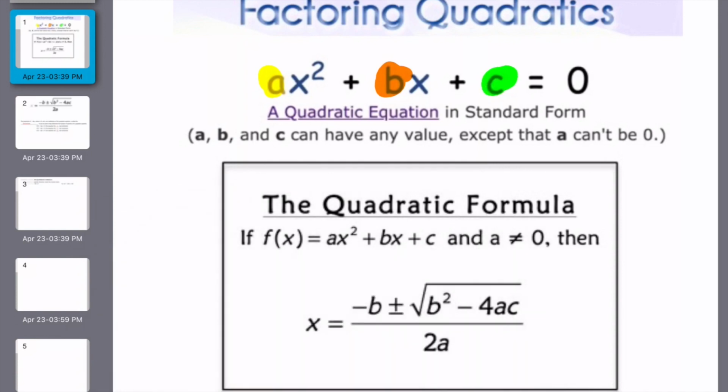Now, with this in mind, let's take a look at the quadratic formula, because the quadratic formula is going to use each of these parts, a, b, and c. Okay, so the quadratic formula: if f of x equals ax squared plus bx plus c, and a is not equal to 0, so a could be any number, then you can use this formula of x equals the opposite of b, or negative b, plus or minus the square root of b squared minus 4 times a times c. Everything is divided by 2a.